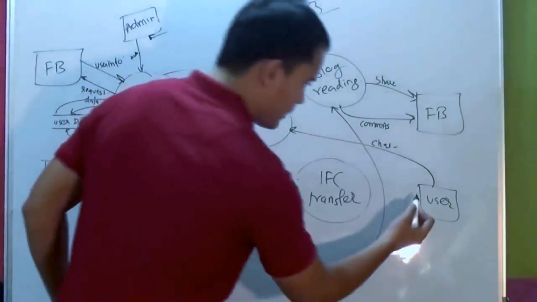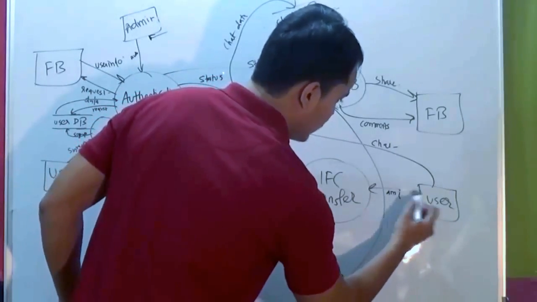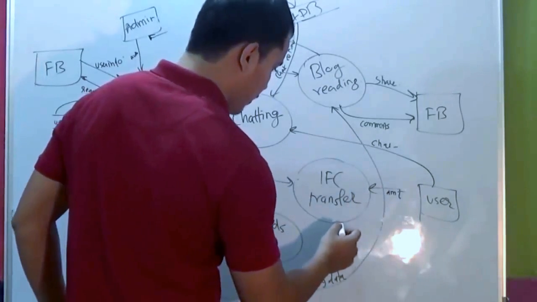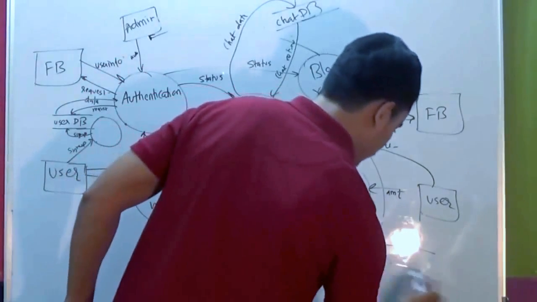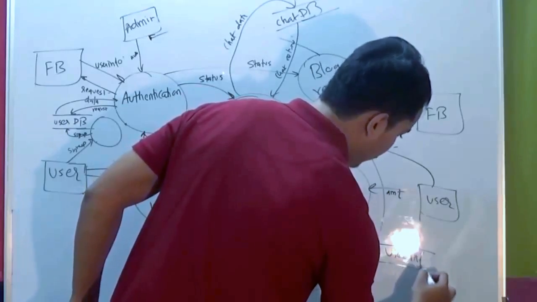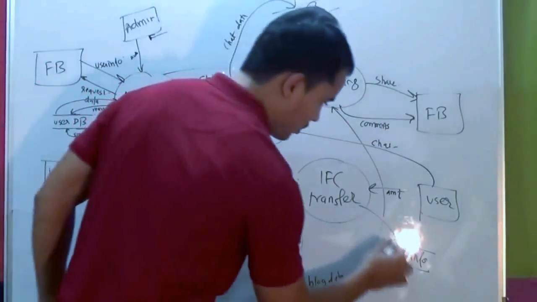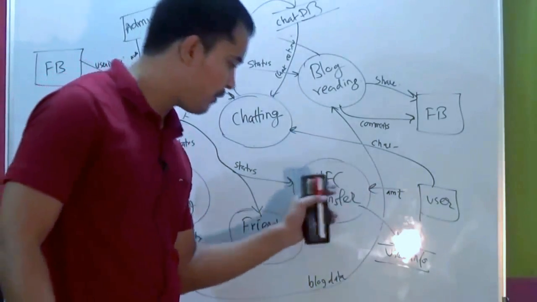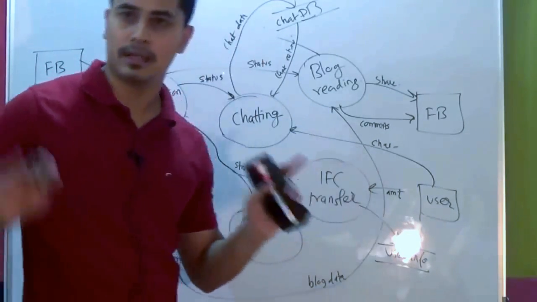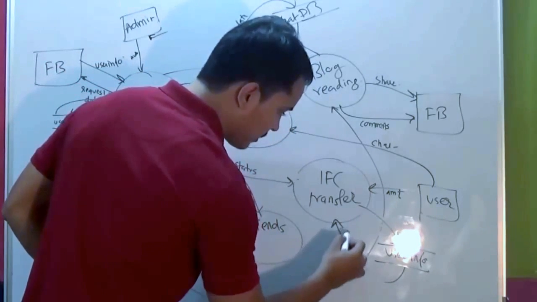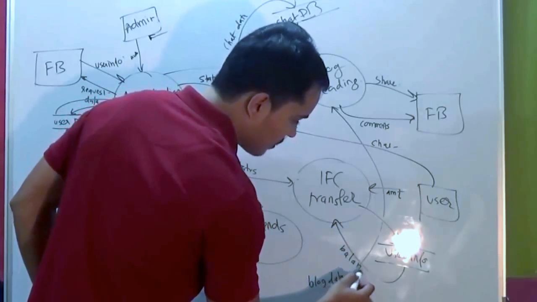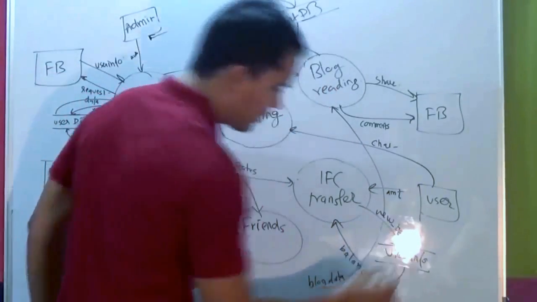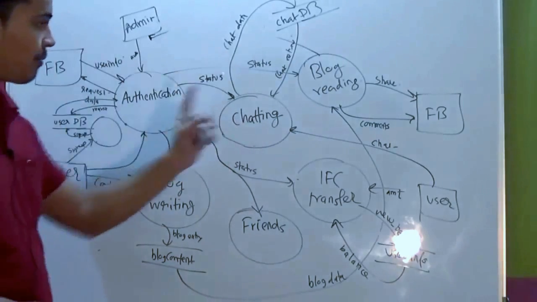IFC transfer: how many IFCs need to be transferred, the amount is given by the user to IFC transfer, right? And the amount is also stored in user info, because you have to update the IFCs of a user, so you have to store them again. For transferring IFCs, whatever amount the user has asked, it has to first check whether that many IFCs are available in the user's account, so it also reads the current balance, right? And it stores the new balance. Correct?